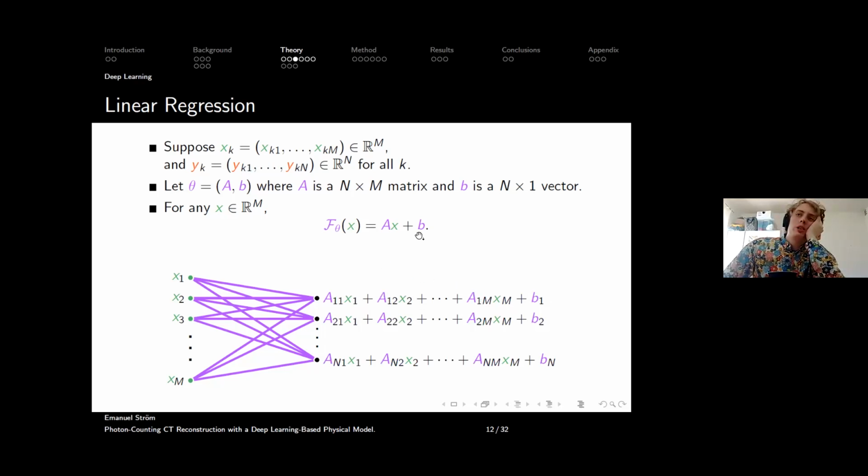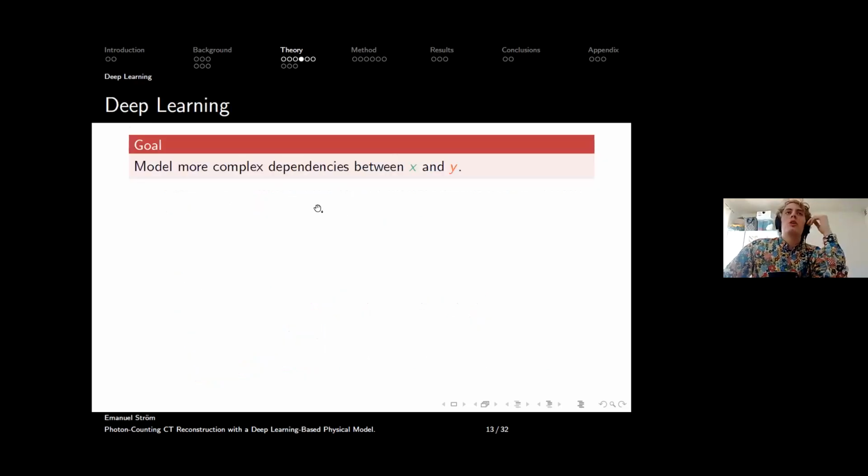But then you might ask, okay, so linear regression is quite simple. But what happens when we want to model more advanced relationships between the input variable and this output data? And that's where deep learning comes into the picture. So let's say we want to model more complex dependencies.